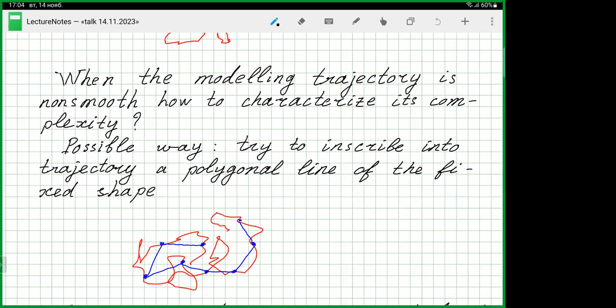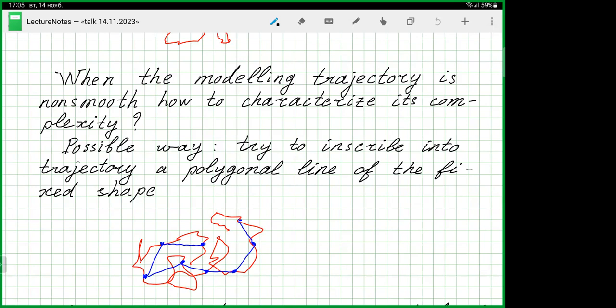We try to inscribe a polygon into the trajectory of our random process, which models the polymer. This trajectory is drawn by the red line. We try to inscribe a polygonal line of a fixed shape. What does it mean to inscribe? It is understandable from the picture. The vertices of this line must belong to the trajectory.